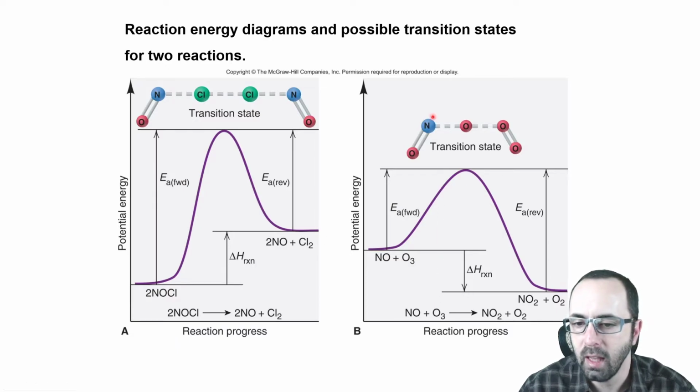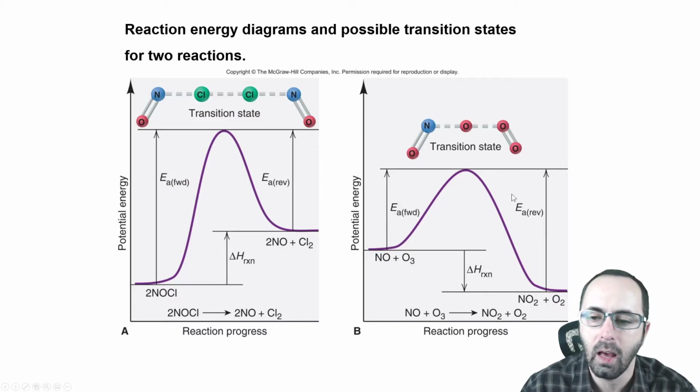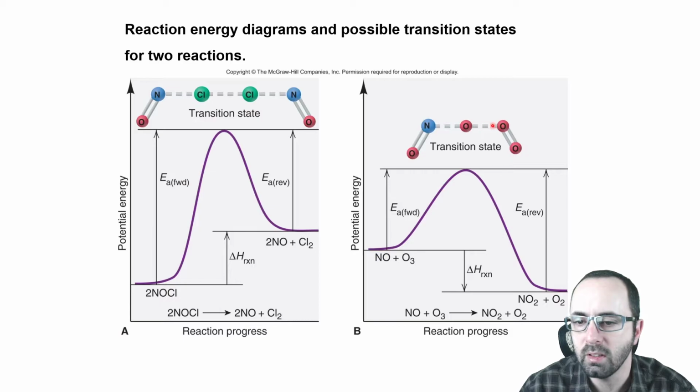In this reaction, NO is here, it's reacting with ozone, O3, which is a real reaction that happens in the atmosphere. And in this reaction, the bond between the two oxygens is beginning to break here, and a new bond between this nitrogen and oxygen is beginning to form. This represents the transition state.